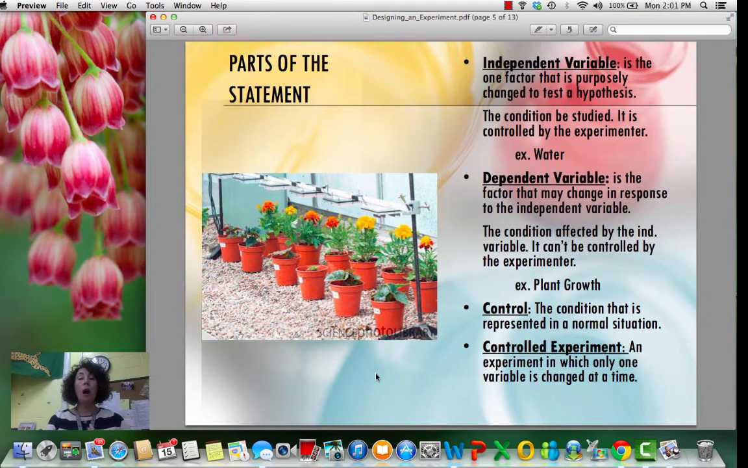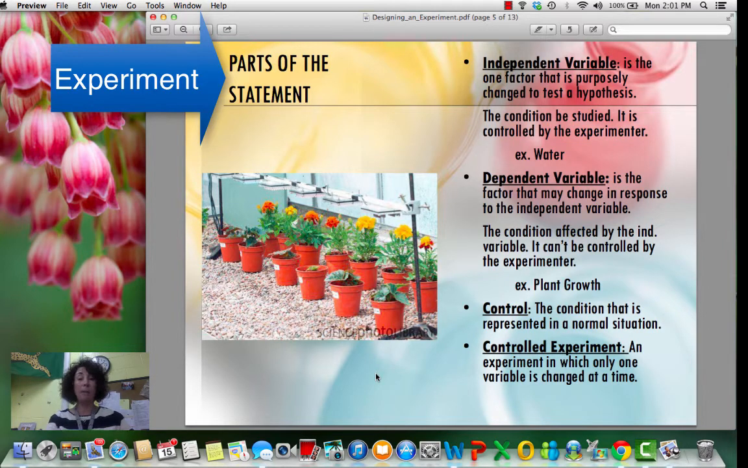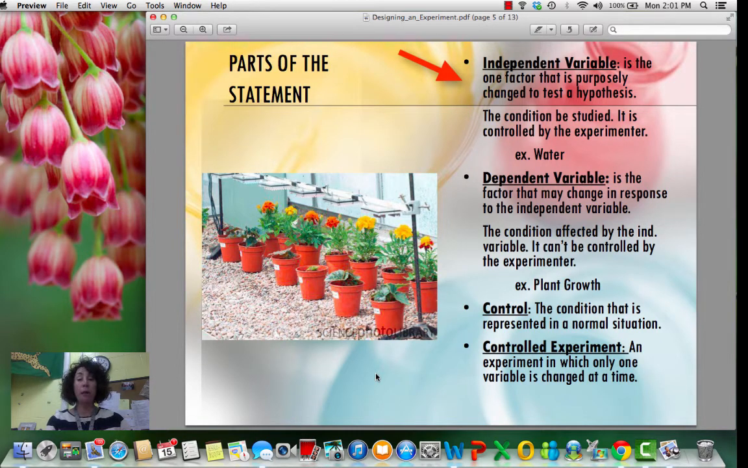Now, we know already that as part of an experiment, we have a few different variables. We have our independent variable and we have a dependent variable. We know that the independent variable is the one that is purposely changed. The condition that you, as the person doing the experiment, are controlling. The dependent variable is the one that changes in response to the independent variable. So what you're measuring, the data that you're collecting, you cannot control.